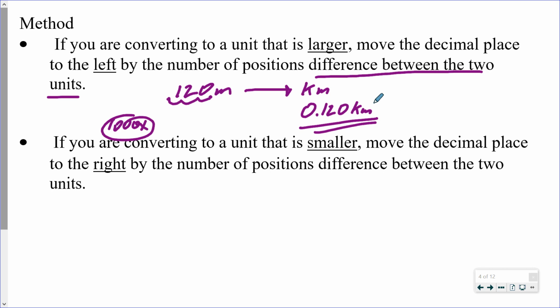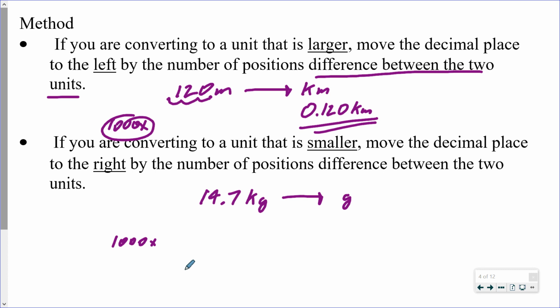kilometers. If you're doing the opposite, so if you're converting to a unit that is smaller, then we're going to move the decimal to the right. So let's say now that we have kilograms, and we have 14.7 kilograms, and we're going to convert it into a unit that is smaller. So what do we mean by smaller? You can fit many, many, many more grams into kilograms than, well, kilograms into grams. So again, the conversion factor here is 1,000.